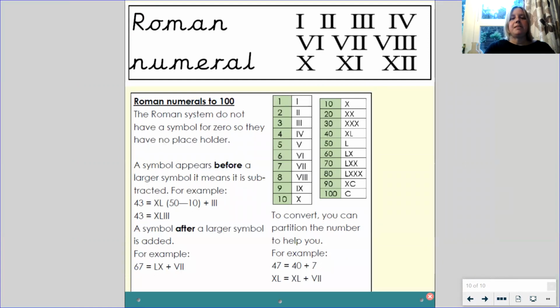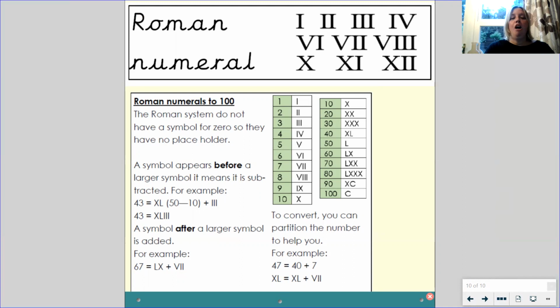The Roman system does not have a symbol for 0, as they have no place holder. When a symbol appears before a larger symbol, it means it's subtracted. For example, 43 equals XL, 50 take away 10, add I. We would write 43 as XLIII.